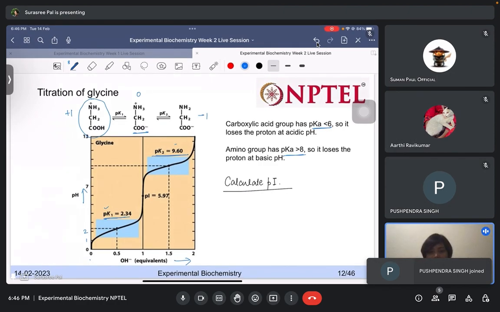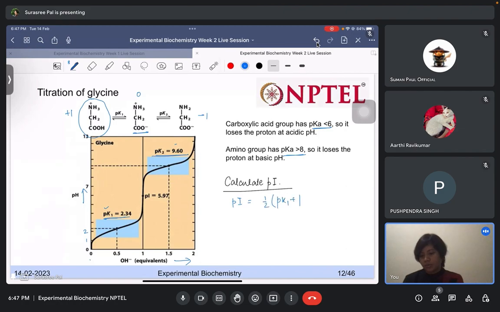Now how can you determine the pI? As I had mentioned, pI equals half of pK1 plus pK2. So it is half of 2.34 plus 9.60, which will give you approximately 5.97, which is written here, the pI of the glycine molecule. And this is the condition where the glycine will exist in this zwitterionic form. This is the pH where the glycine will exist in zwitterionic form.